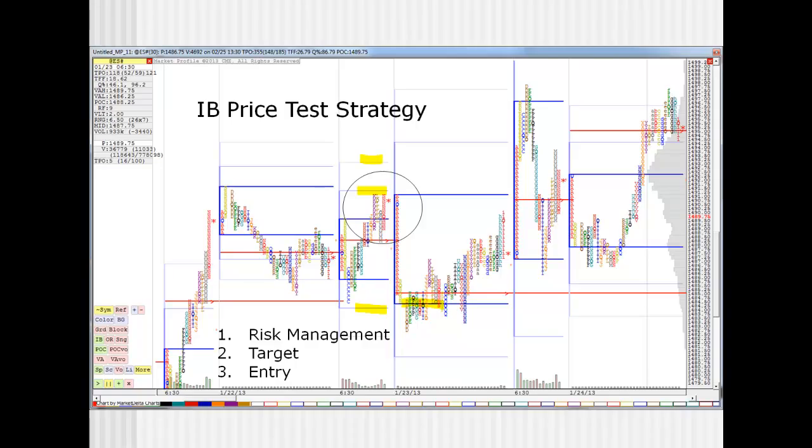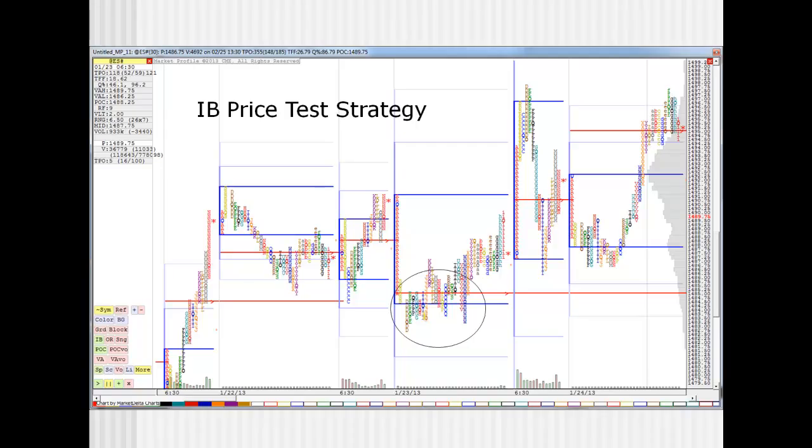Let's focus on it and take a look at what's happening in this area. Another potential trade. Remember, the premise of this whole strategy is the idea of when price tests an IB level. Let's take a look at what happens when that IB level is tested, regardless of whether it's an initial balance high, an initial balance low, or if in fact it is 150% of the initial balance, or 200% of the initial balance.